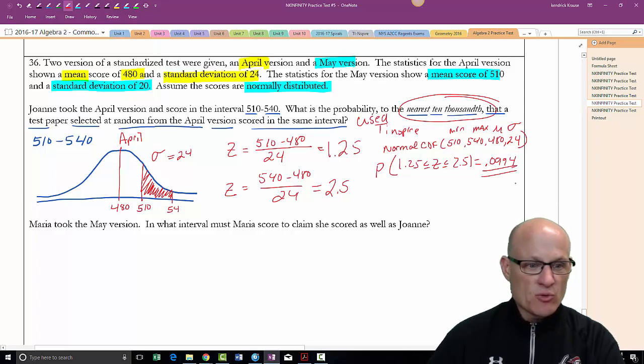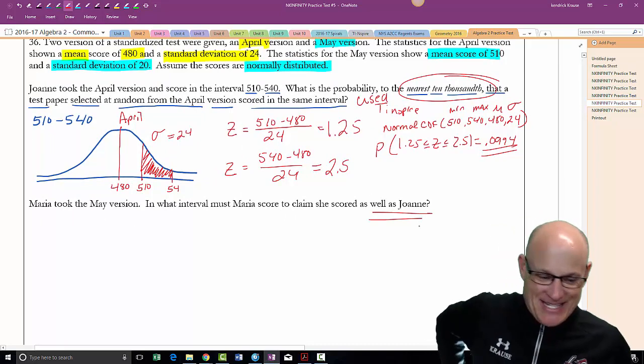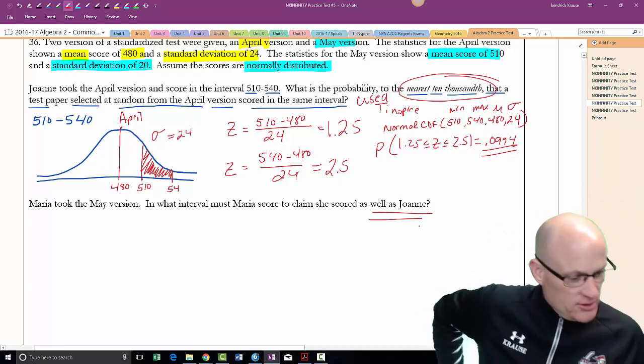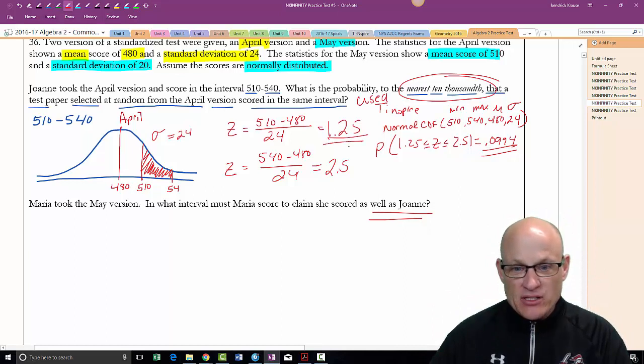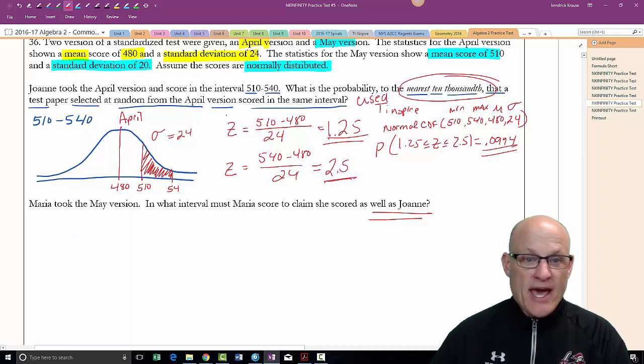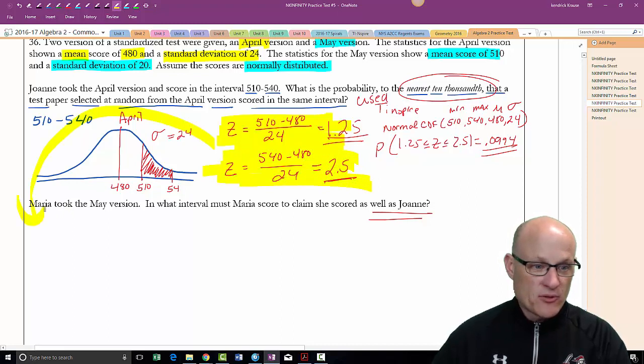All right. Maria took the May version. In what interval must Maria score to claim she scored as well as Joanne did? So she basically needs the same z-scores as Joanne. We don't know what it is, but this is a great problem because this is a way to get you to have to use z-scores without using your calculator. We got to come up with the same stuff for Maria. So Maria has to do the same thing. Let's see what Maria's got to do.